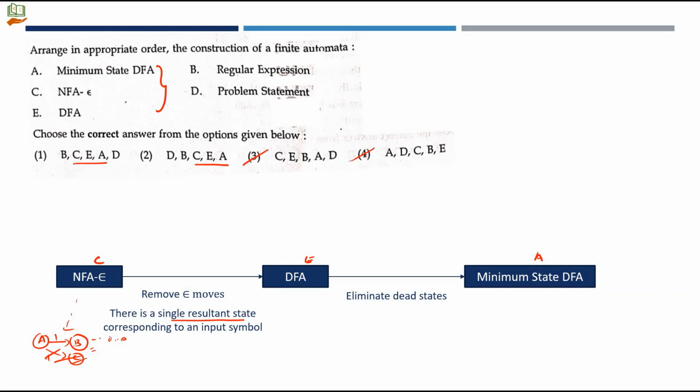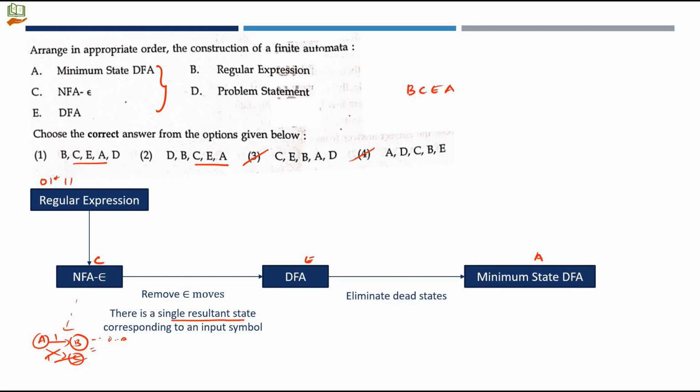Now from where did I say we are converting to NFA? From regular expression. 0, 1 star, 1, 1. It will be given this way. And from here only you will be converting to NFA. So this part is regular expression. We are converting to NFA. Before C, I have to place B. The order is B, C, E, A.